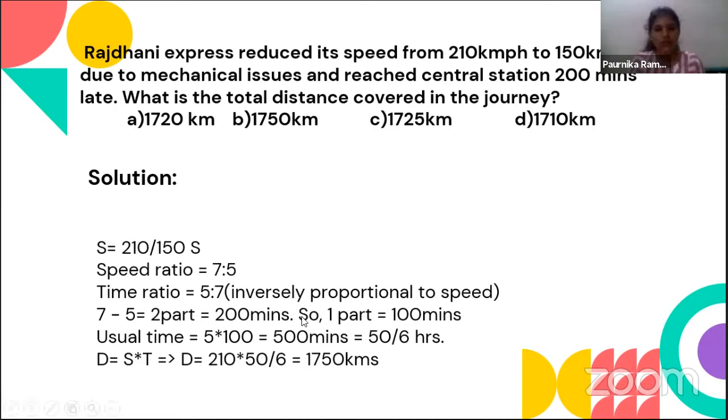We have to convert it into hours, since this is in minutes and the answer is in kilometers. After converting, we get 50 by 6 hours. Again, from the question we see that the original speed is 210 kilometer per hour. By the formula, speed is equal to distance by time, and hence distance is equal to speed into time. By applying this formula, we get the answer as 1750 kilometers.